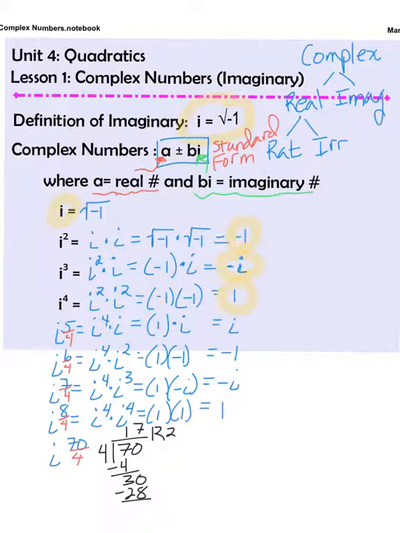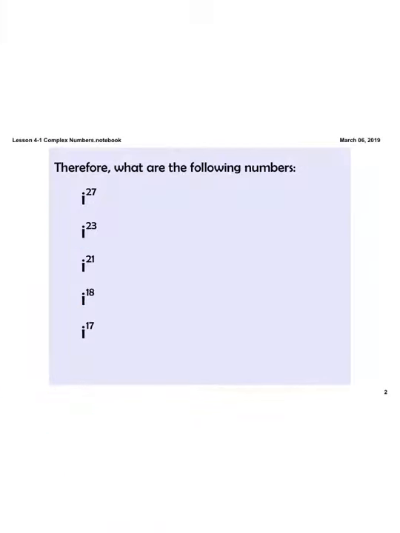Since I have a remainder of 2, that means I'm going to have an i squared, and i squared has a value of -1. So that's all you're going to do. You're going to take the exponent and divide it by 4. So you try these next 5 problems.